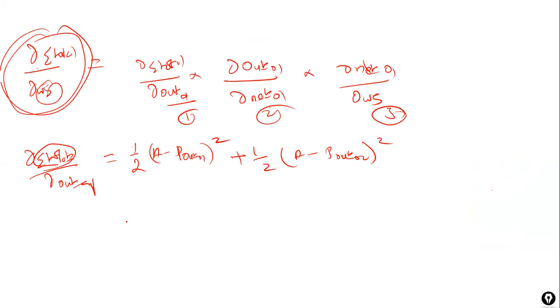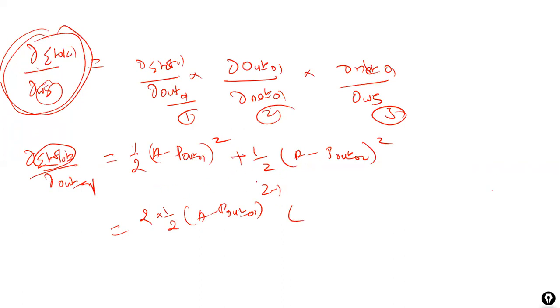In this case, we will have to apply the power rule. When you use the power rule, the 2 will come here, 2 into 1 by 2, and then actual minus predicted out O1, 2 minus 1. This is the power rule. In the case of the power rule, the power value comes to the front, and then you need to subtract 1 from the power. That is your power rule.